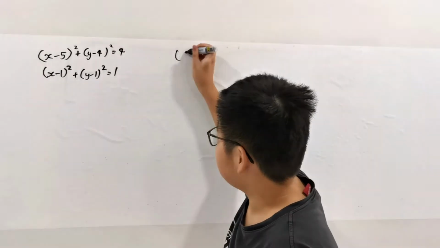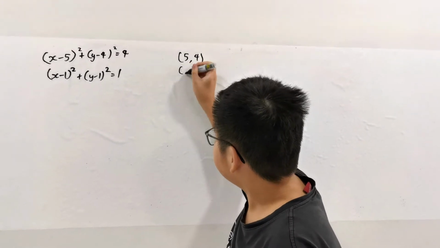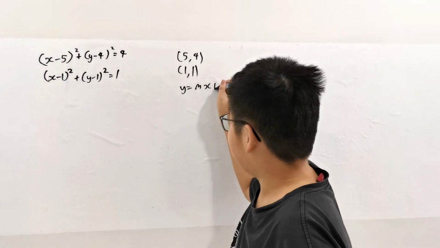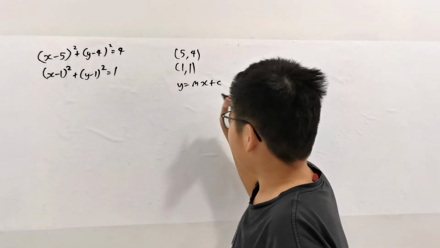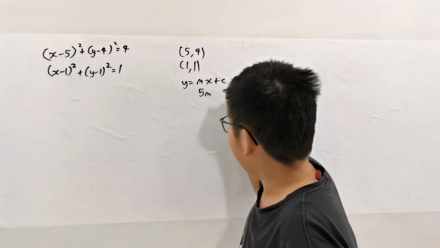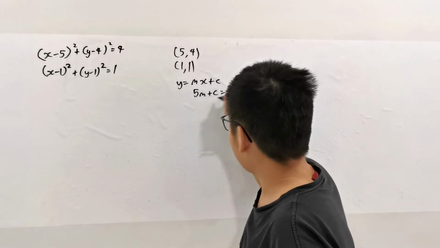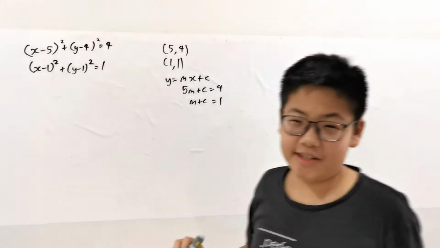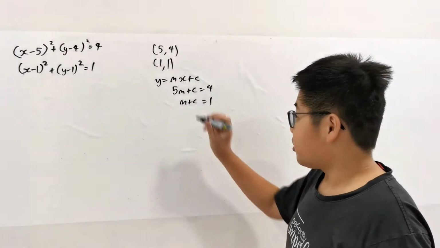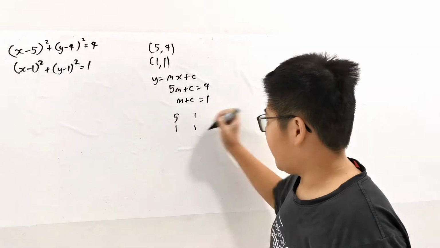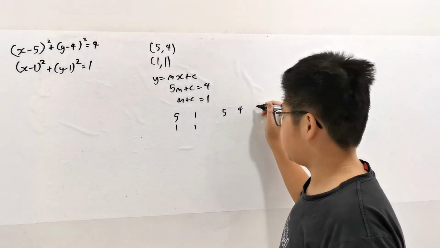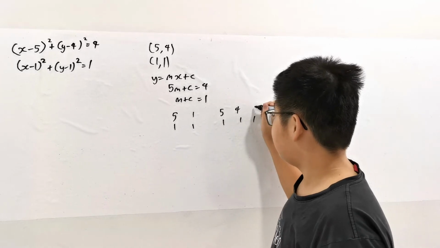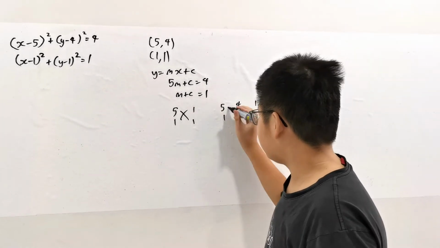Let's find out the centers of these two circles. And let's make the line y equals mx plus c. So we substitute, so 5m plus c equals 4 and m plus c equals 1. That gives me a time to test out my shoelace method. So we will have 5, 1, 1, 1, and then we make a second matrix where we sandwich this in here. And then we make the shoelace determinant.